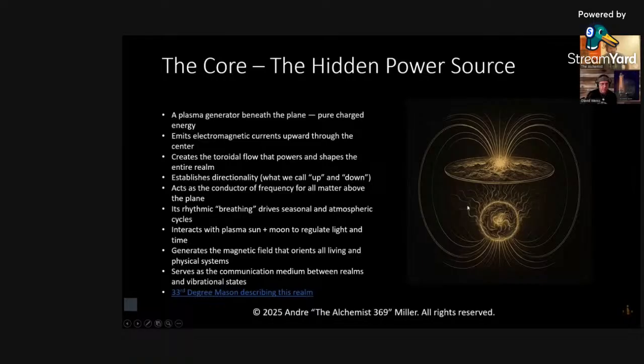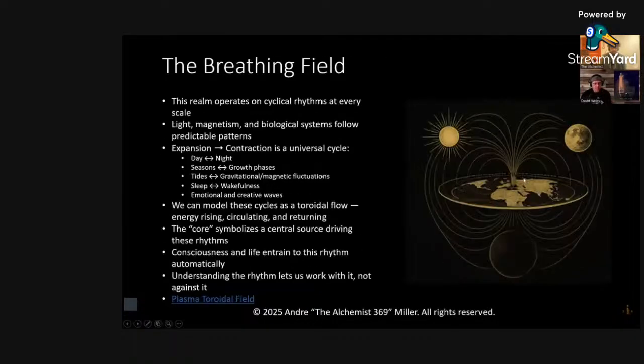And this expansion and contraction is what drives the seasonal and atmospheric cycles of this place, and it generates the magnetic field that orients all living and physical systems here. As well, this serves as a communication medium between realms and vibrational states. So everything in this entire creation is sourced here. And this is what actually creates the breathing field.